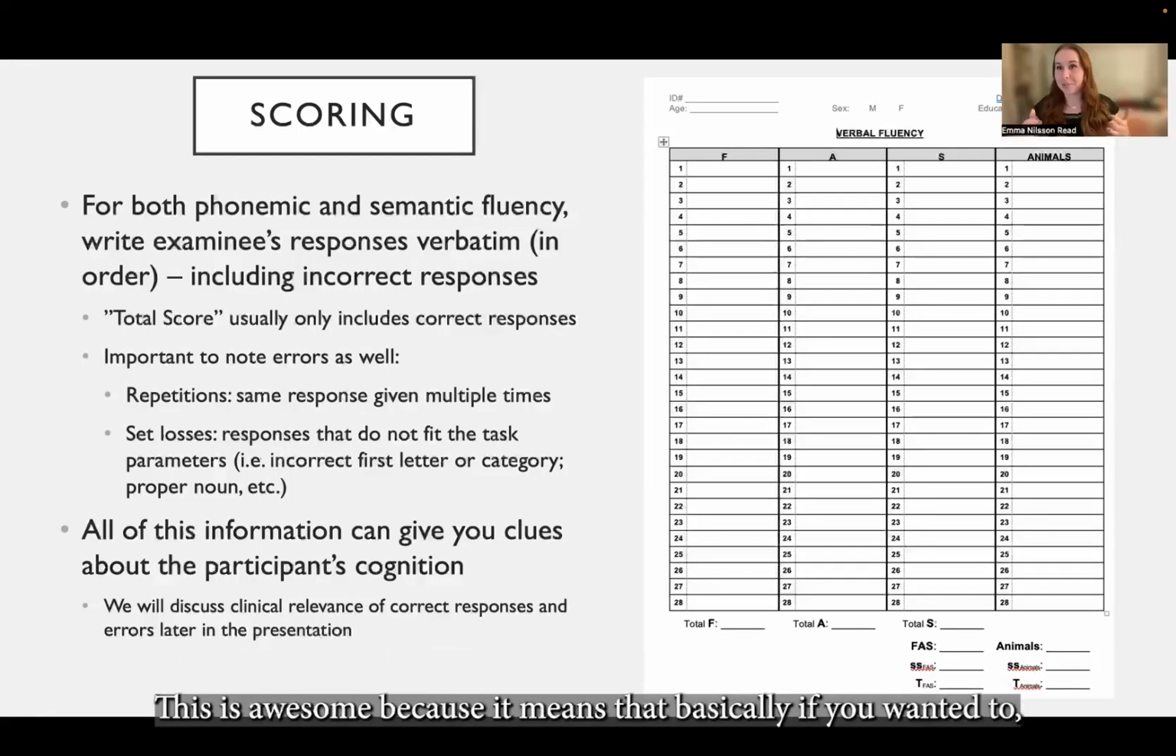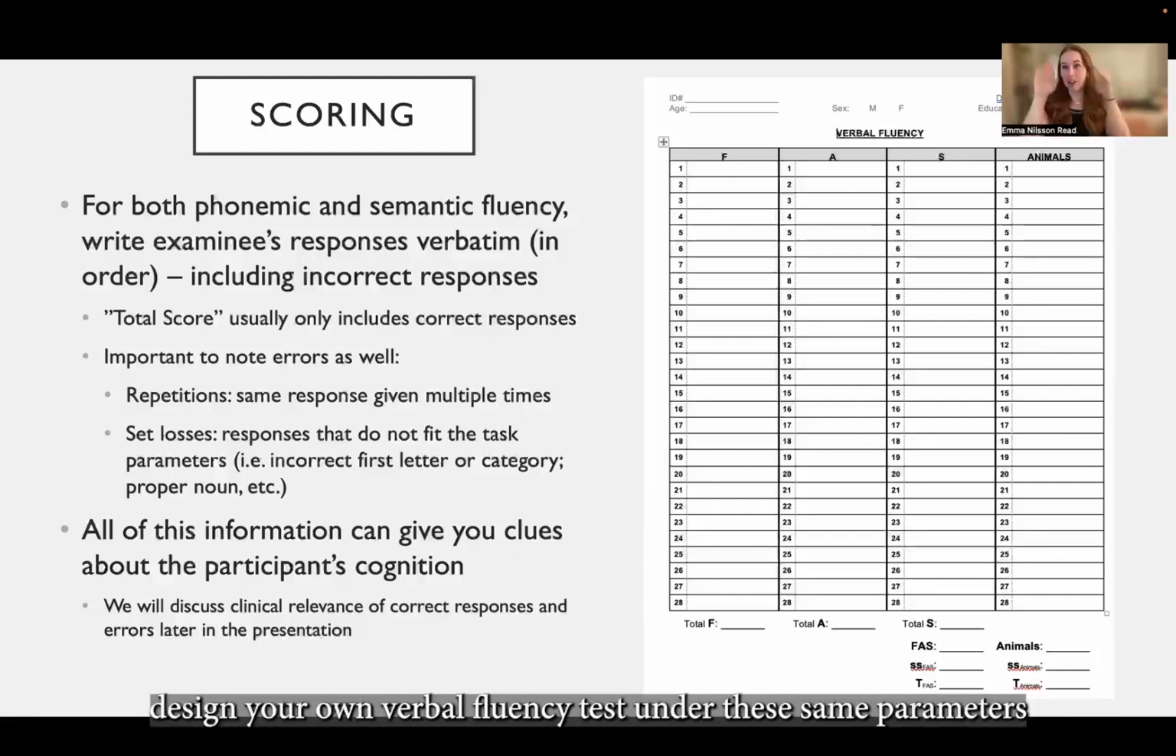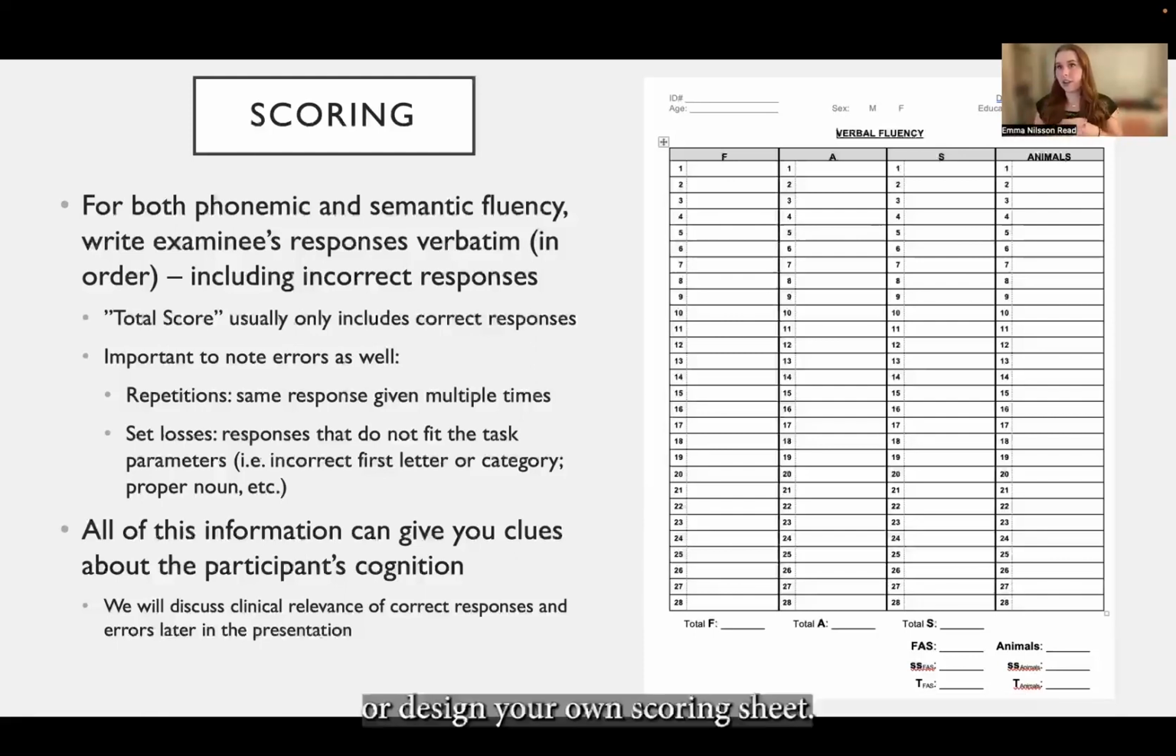This is awesome because it means that basically, if you wanted to, you could just design your own verbal fluency test under these same parameters, or design your own scoring sheet, I guess. But you also have to be careful and remember that every version of a verbal fluency test you administer might be slightly different. So you need to be careful to really read those directions.